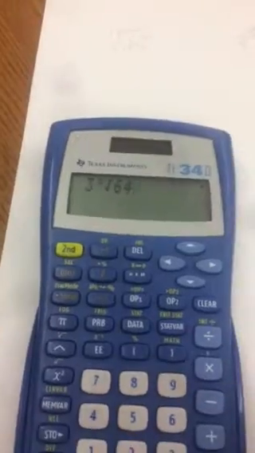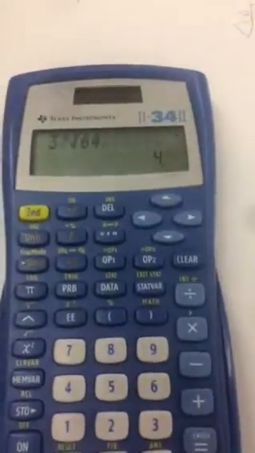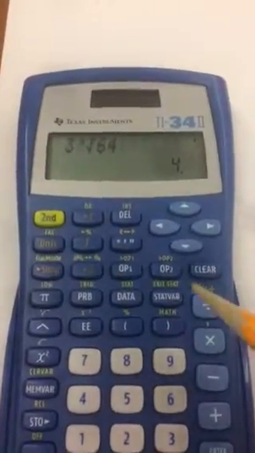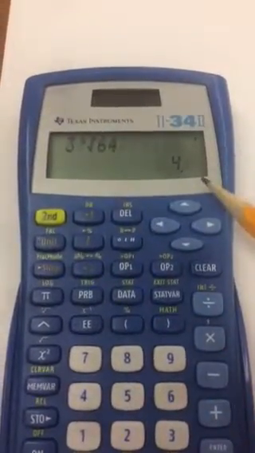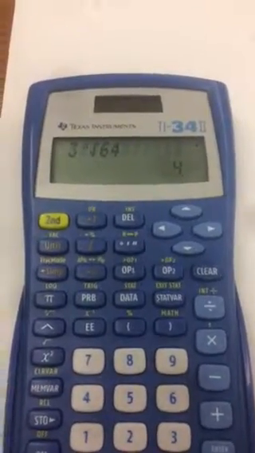So if I want the cubic root of 64, what times itself 3 times will give me 64? It would be 4. Play around with that for a little bit. Make sure you understand those buttons, and if you do the same sequence, you get the same answers, and then you're ready to go into lesson 2 on square roots and cubic roots.